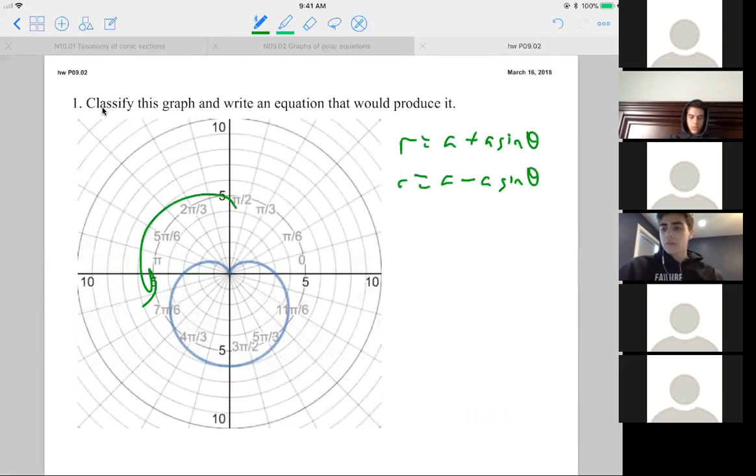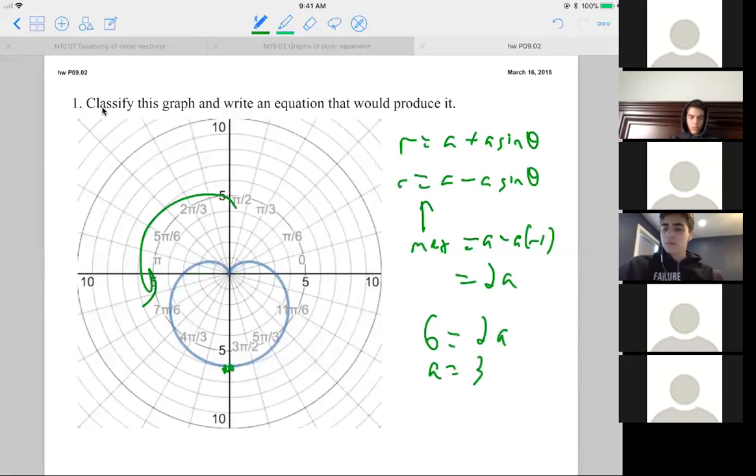Then we ask, what's the maximum value of this? That would be when sine is minus 1, giving 2a. The maximum value we have is 6. So 6 equals 2a, or a is 3. So the equation would be 3 minus 3 sine theta.